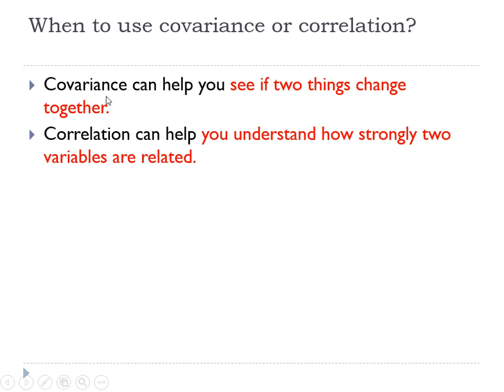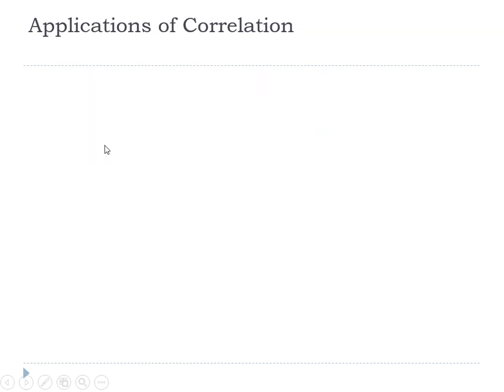See, I can use covariance if I want to see if the two things will change together or not. Okay, so I will use covariance if I have to compare two data points, whether they are changing together or not. But correlation I will use when I want to see how strongly the two variables are related to each other. So then I will use correlation.